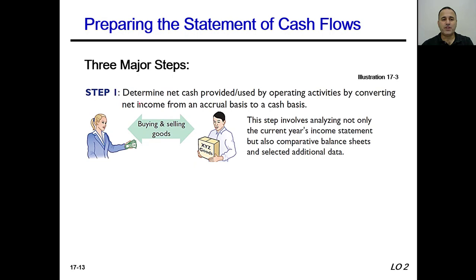Three steps. In step number one, determine the net cash provided or used by operating activities. So we are trying to determine the net cash flows from operating activities, and in operating activities, mainly we are concerned about income statement items. This step involves analyzing not only the current year's income statement but also comparative balance sheets. But as I said, most of the items are coming from the income statement.